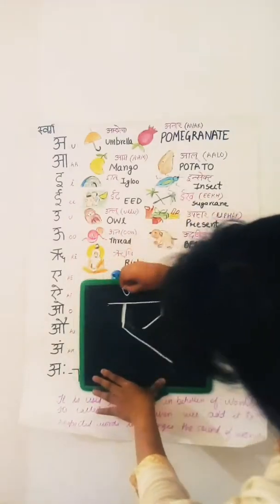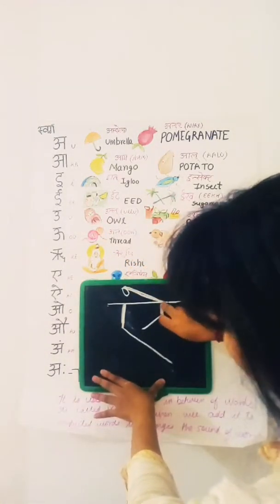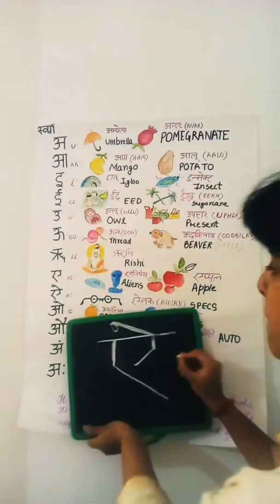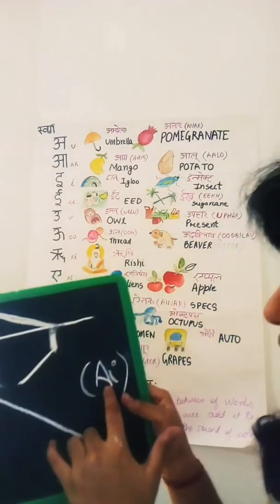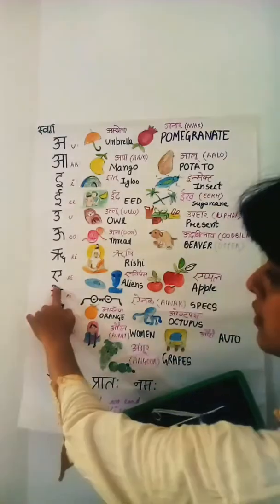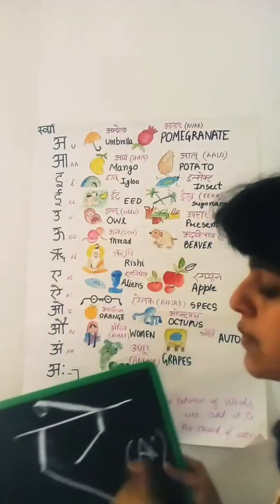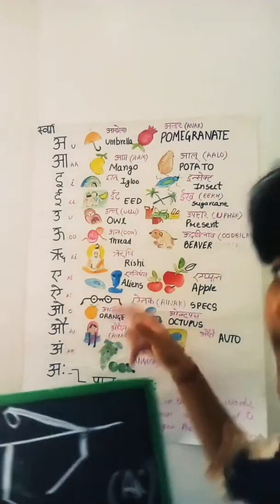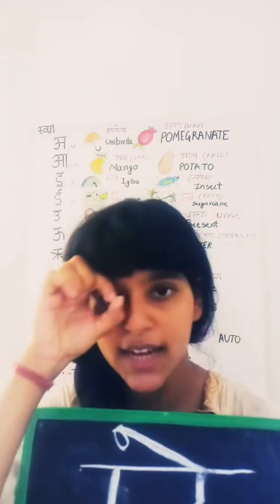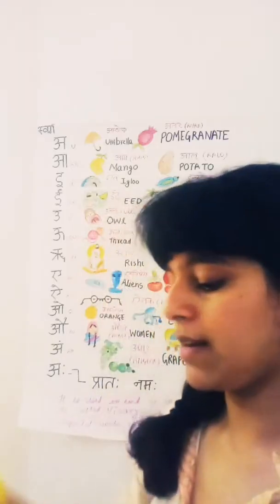Then we make a small circle, and then we make a diagonal line like this, intersecting at this point. So it becomes I. So when you add this arc on top of A, it becomes I. I for Anak means specs. Now let's start with your next letter.